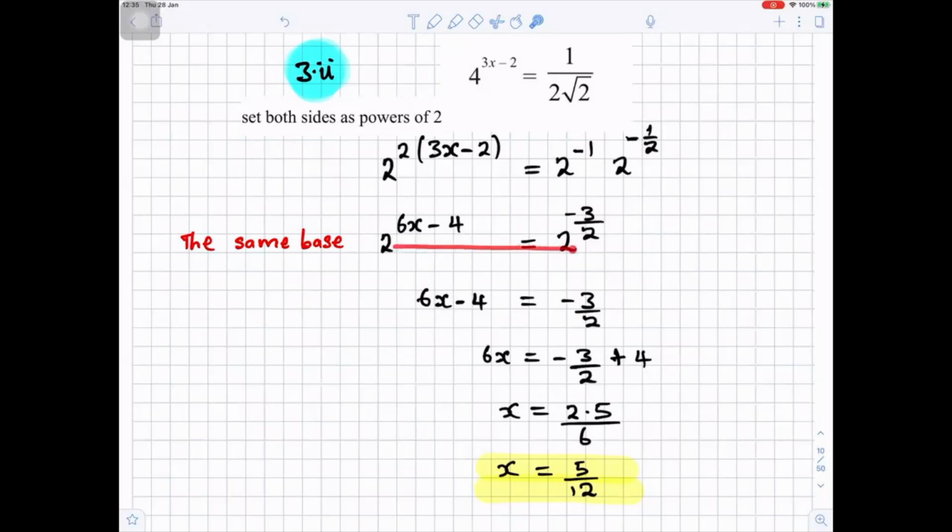And since the base is the same, the powers have to be the same. So 6x minus 4 is equal to minus 3 over 2. So we take minus 4 to the right, it becomes plus 4. So 6x is minus 3 over 2 plus 4. So x is equal to 2.5 divided by 6, and x is 5 over 12.